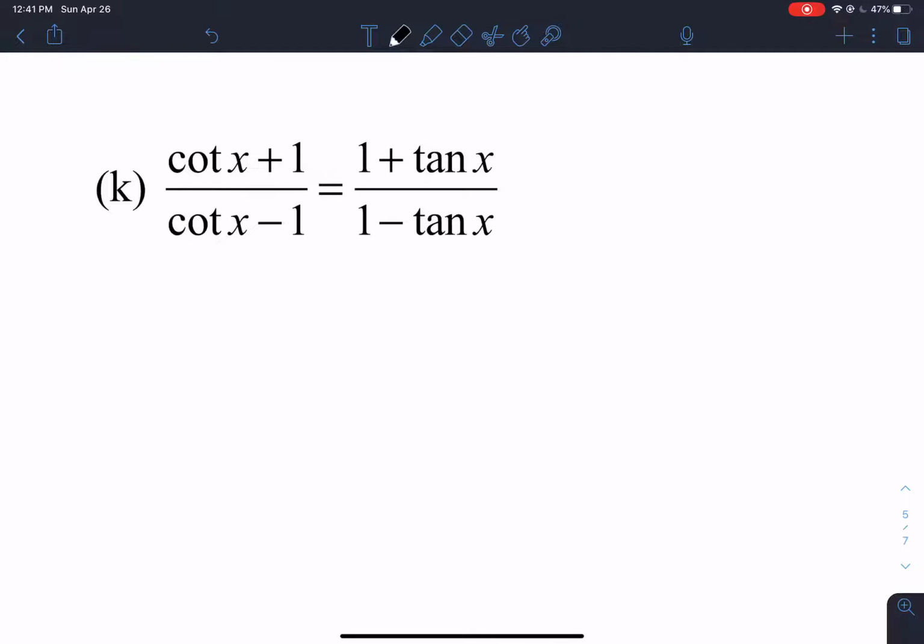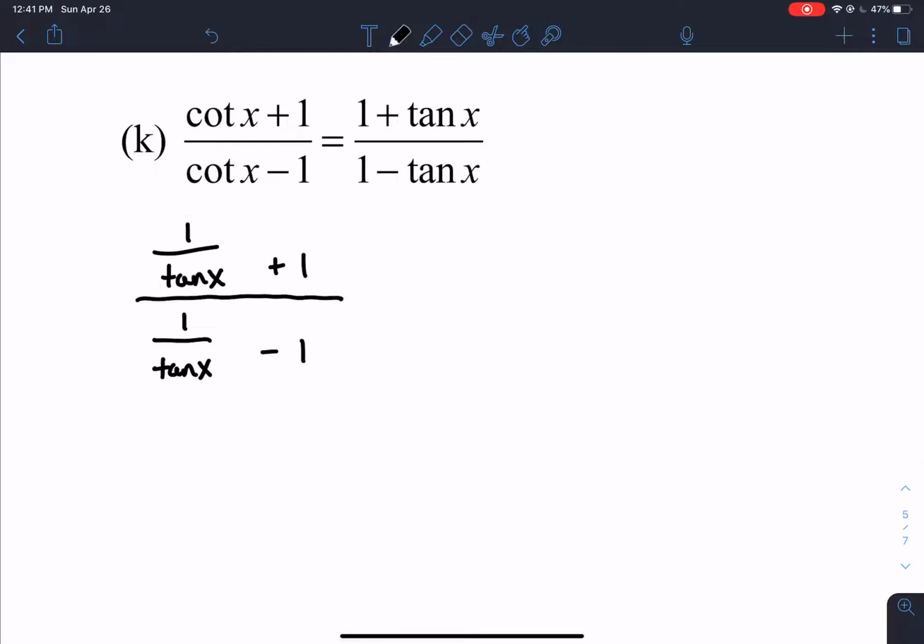Now, I know that I have cotangent. Now, I could change that to cosine over sine. That's not wrong. However, the right side is in terms of tangent, right? We already have an identity from changing cotangent into tangent, right? I can make cotangent 1 over tangent, right? Okay, and then do the same thing on the bottom. So 1 over tangent minus 1, right?